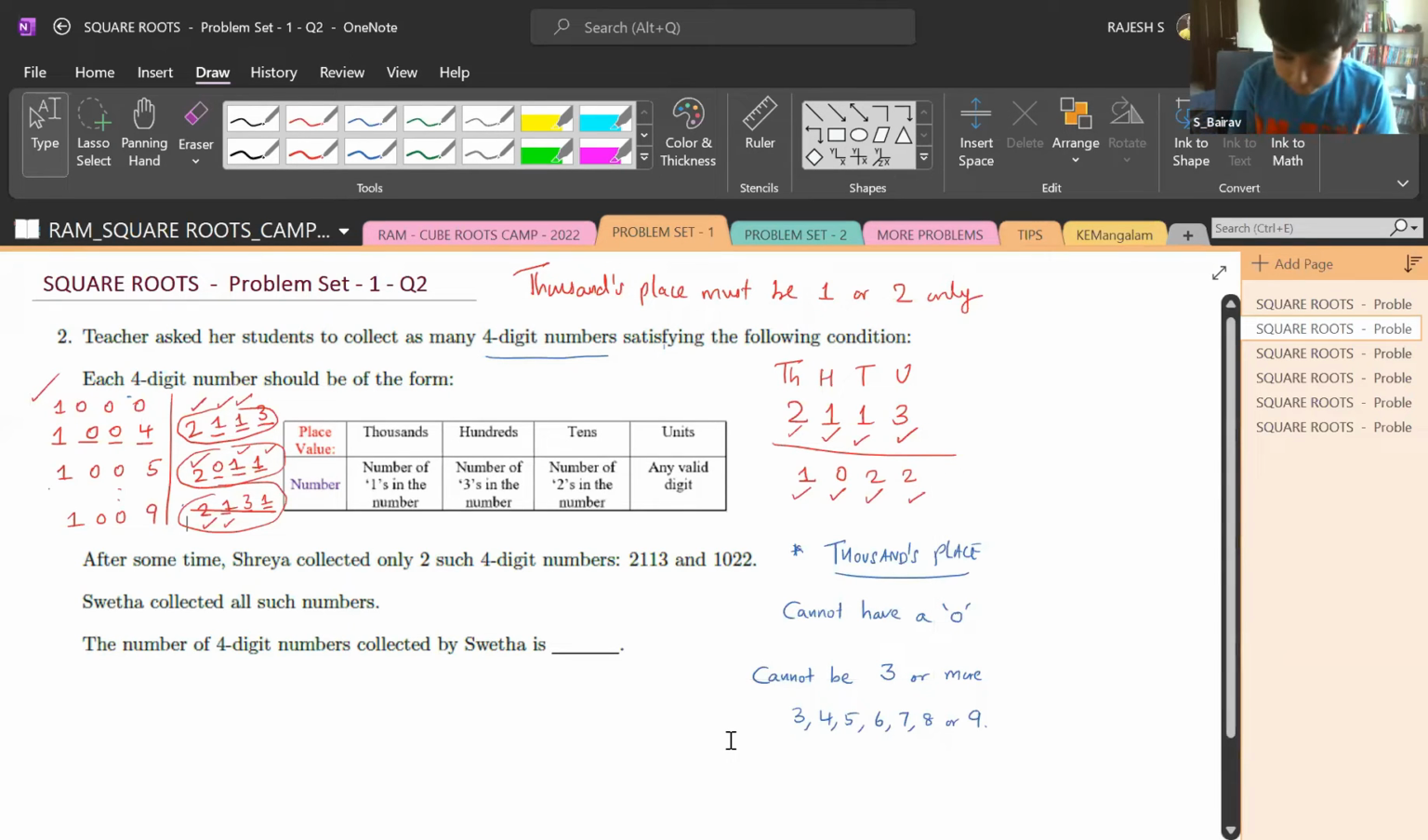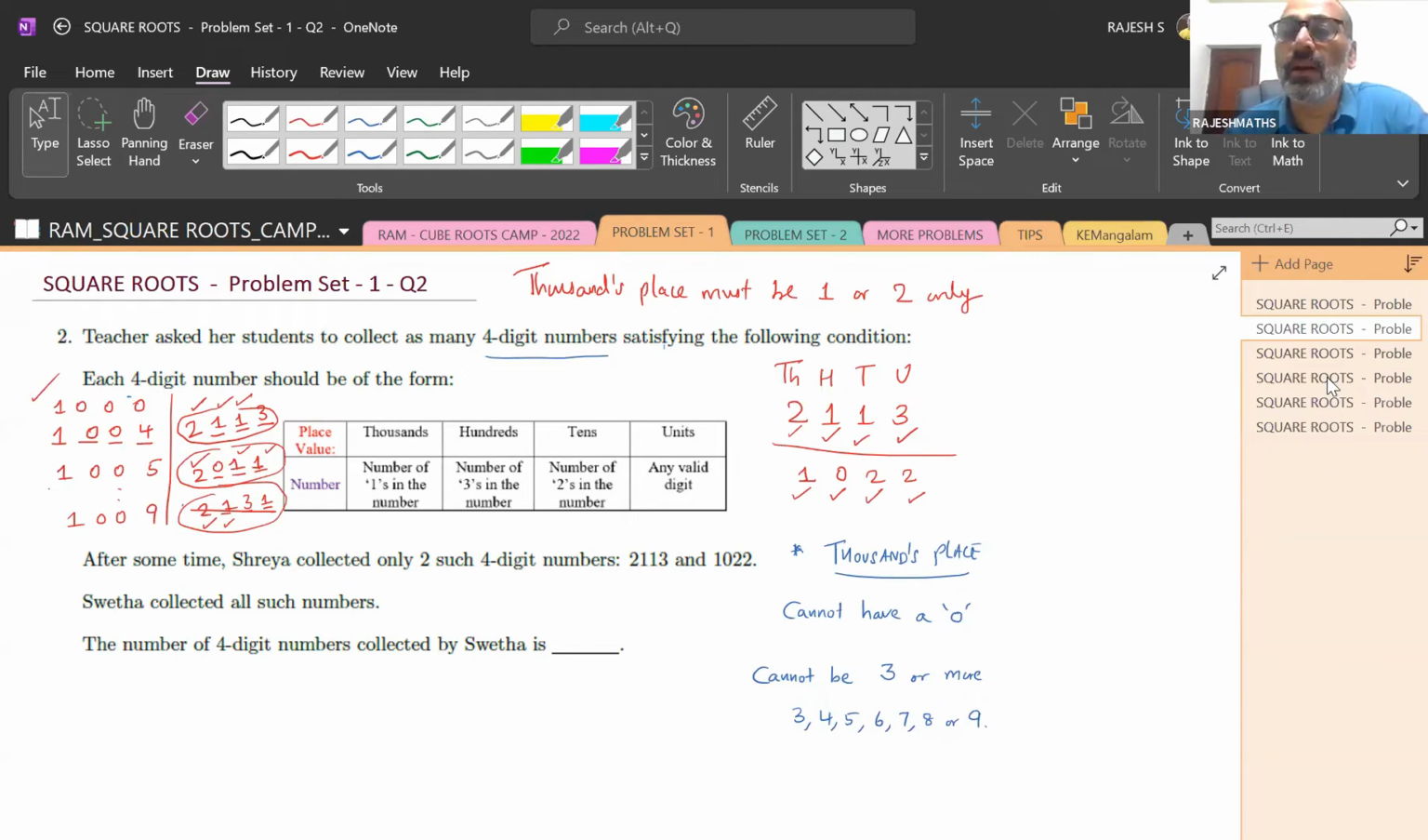Okay, let us move on to the next problem, right? Because we cannot park on one problem. Let me quickly move to the next problem.